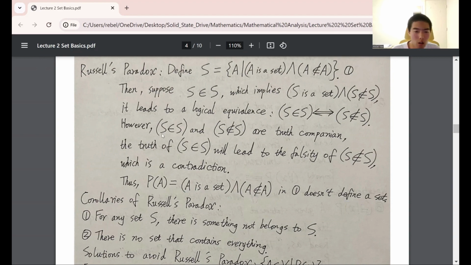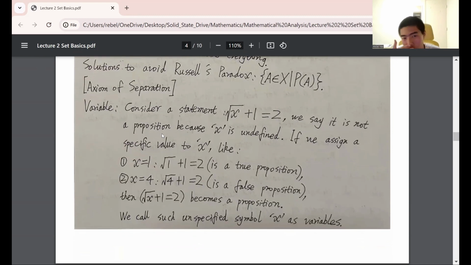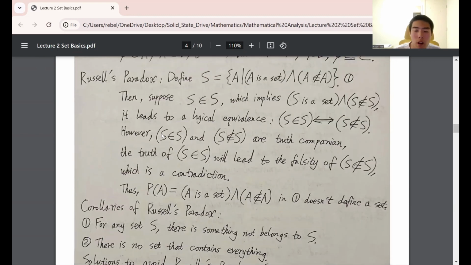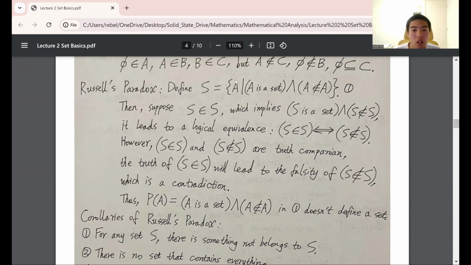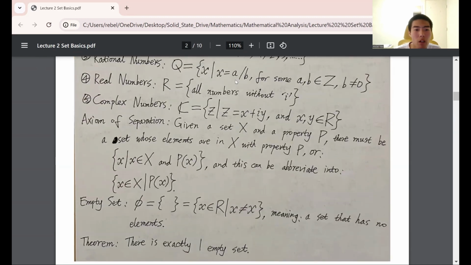All right. We'll see some solutions to avoid Russell's paradox. Remember, Russell's paradox is defined here, which defines A without saying that A belongs to some set. But remember we have an axiom from before, called the axiom of separation. This form always defines that. What's the difference between them? It defines that the element belongs to some original set X.